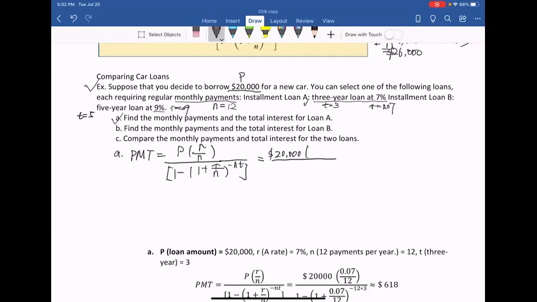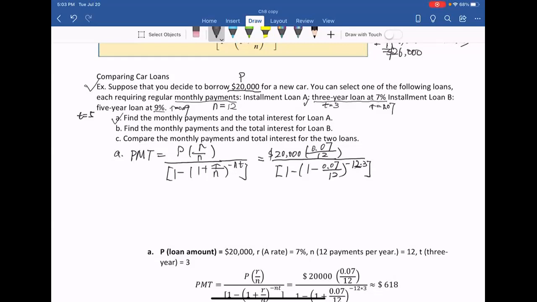R is 0.07. N is 12. Over 1 subtract 1 minus 0.07, that's the R over N. N is 12 to the negative 12 times how many years? It's 3 years long, that's 3. We use a calculator and find the result of this amount. So let's try to use the calculator.